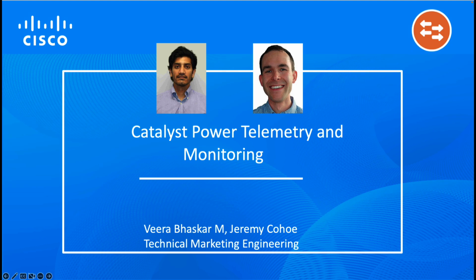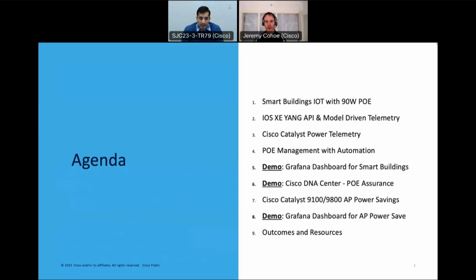Hello everyone, my name is Jeremy Coho, also technical marketing at Cisco Systems, covering the Catalyst Switching and IOS XE programmability feature set. The agenda of this video is to showcase the smart building solution where we have the 90 watt PoE endpoints, how we're going to monitor their power consumption at the switchboard level, how we can use this PoE telemetry from the Catalyst IOS XE, and how we can visualize it. We'll also cover a simple automation use case where we turn off and turn on these endpoints at certain times of the day and visualize the power usage levels on these endpoints.